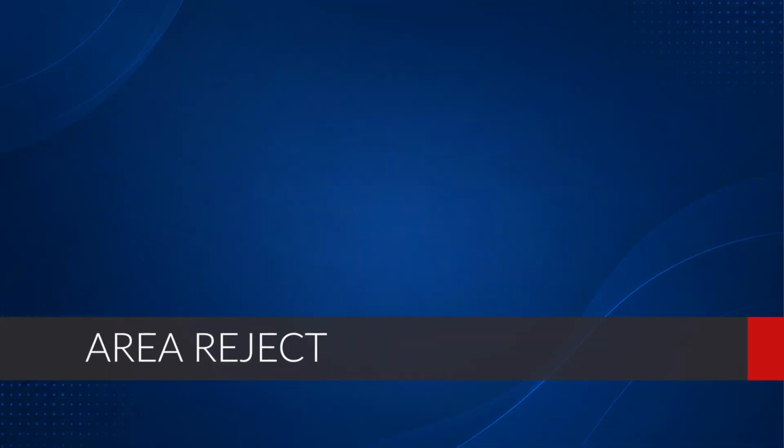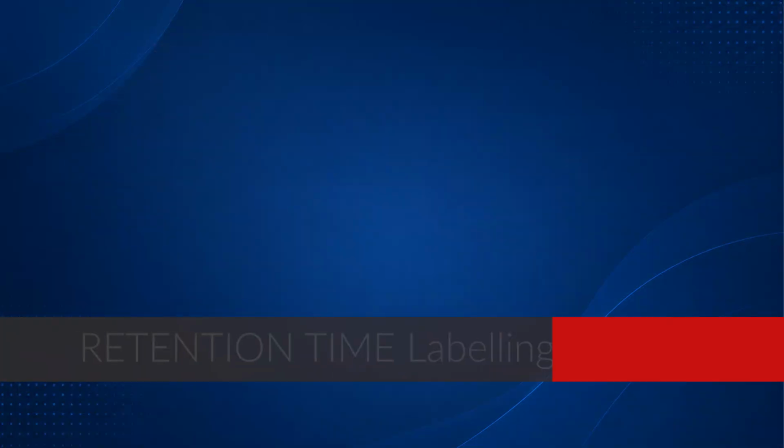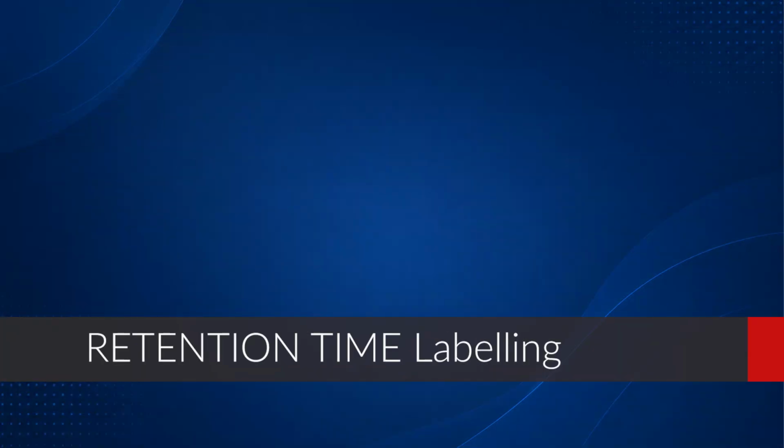Area reject. ARJ plus turns area reject on. ARJ minus turns area reject off. Area reject controls whether small peaks below a defined area threshold are rejected. This can be useful where part of a chromatogram contains small peaks, noise, or unimportant responses that should not be reported. ARJ plus starts the area reject behavior. ARJ minus stops it.